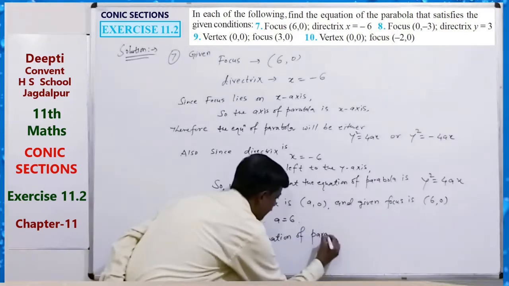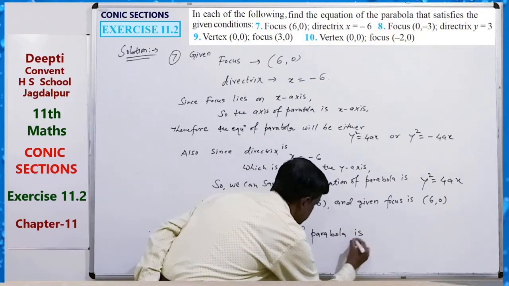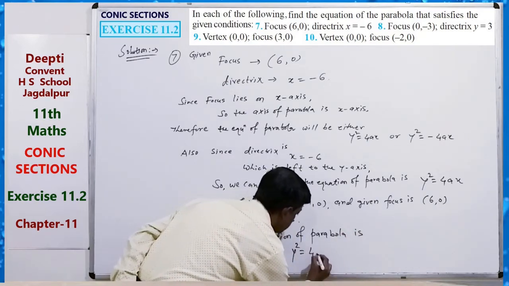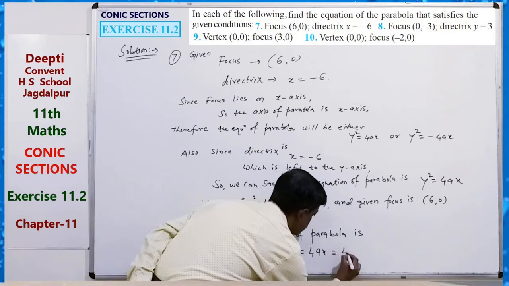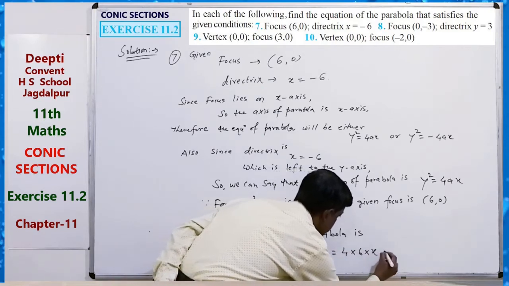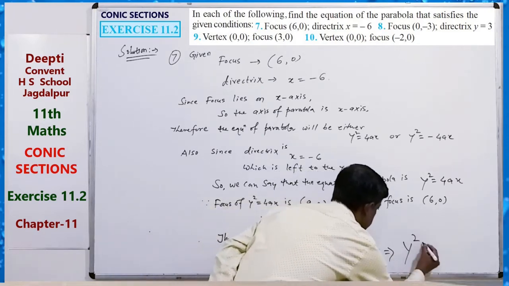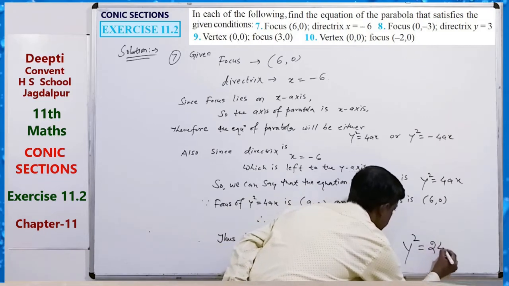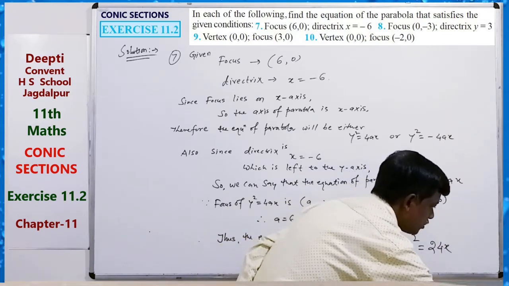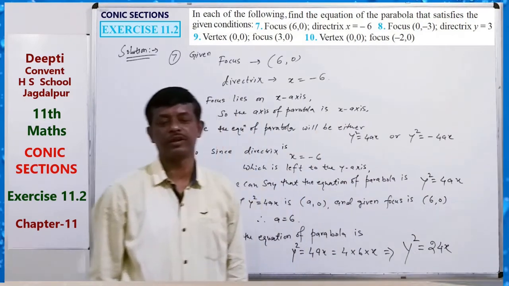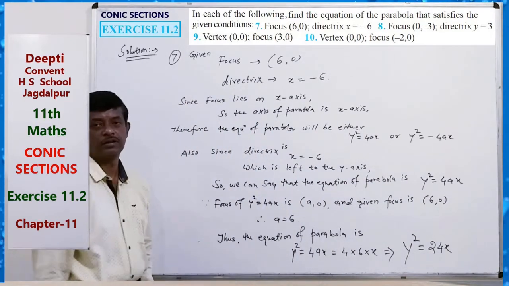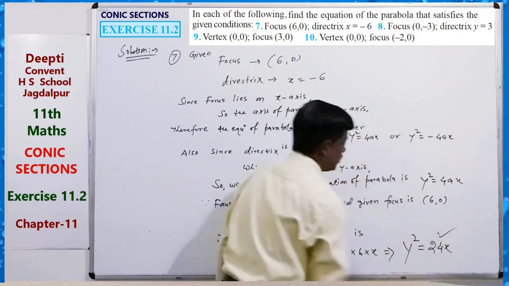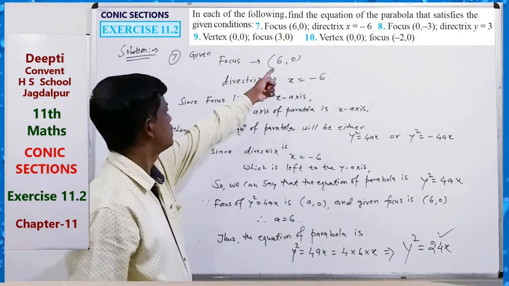Thus, the equation of the parabola is y square equals 4ax equals 4 into 6 into x, which implies y square equals 24x. y square equals 24x is the equation of the parabola. Okay. When the focus is this, the directrix is this.